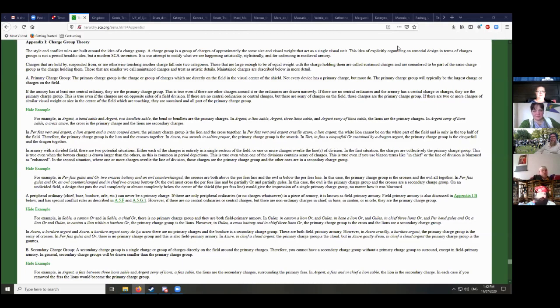Organizing an armorial design in terms of charges may not be particularly period, but is a modern SCA invention. We do this to make things easier for ourselves. It's our attempt to codify what we see happening.